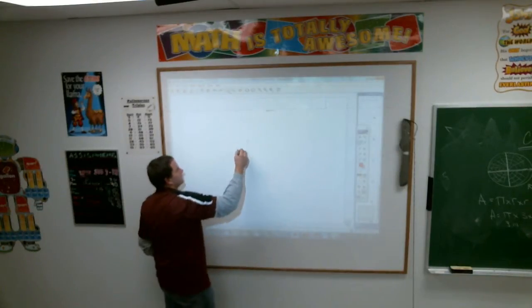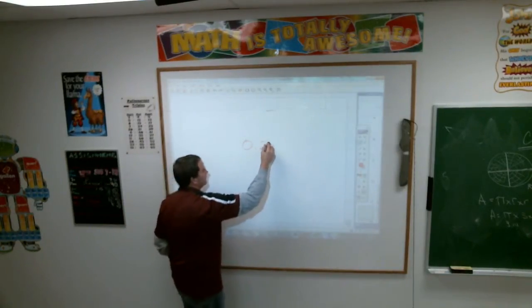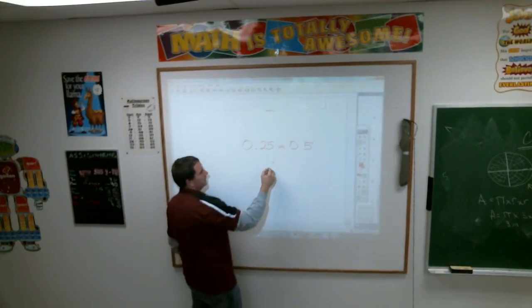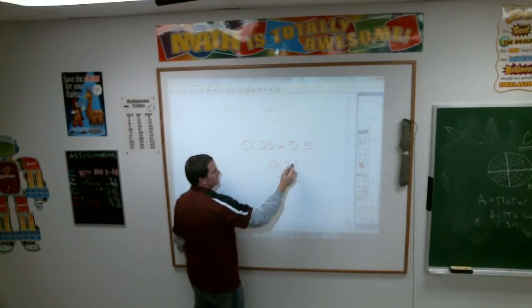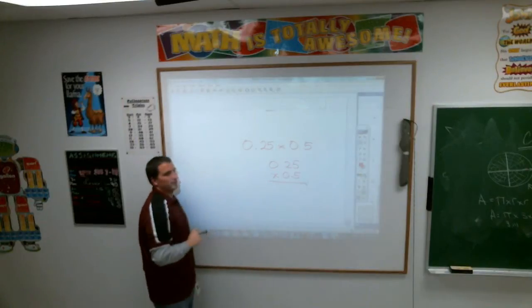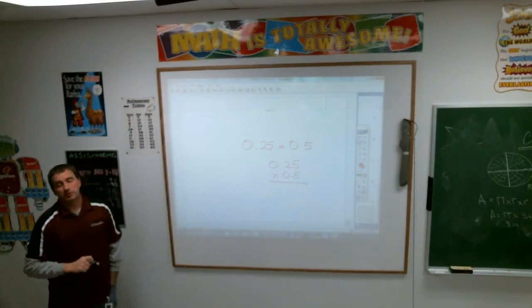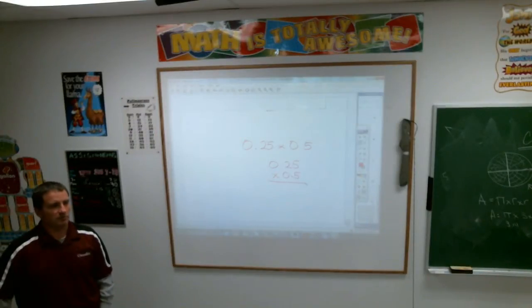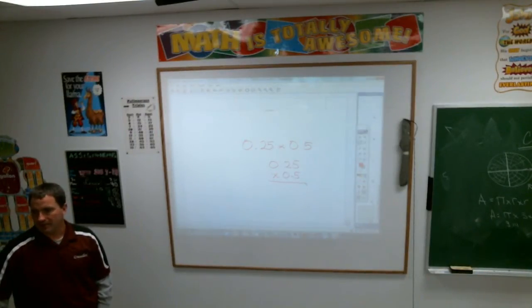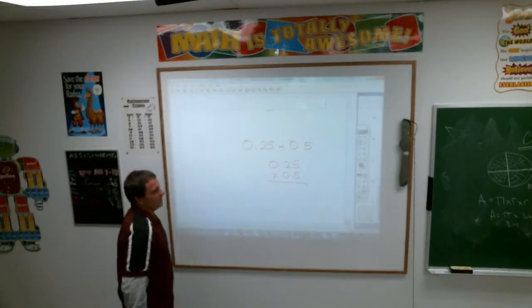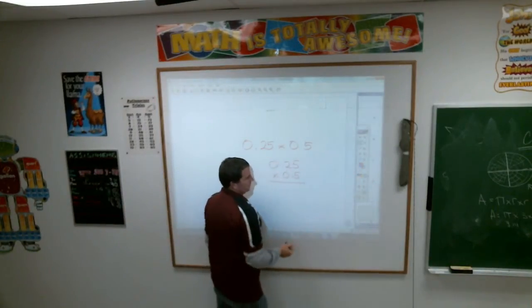So let's say you've got 0.25 times 0.5. Writing it up and down, 0.25 times 0.5. Notice the decimals don't line up and they don't have to. You don't worry about that. But right away you should say how many decimal places are there going to be in the answer? How many digits to the right of the decimal in my answer? Alex? 3. 3, because there's 2 on the top and 1 on the bottom. So after I do my multiplication, I'm going to count back 3 places.